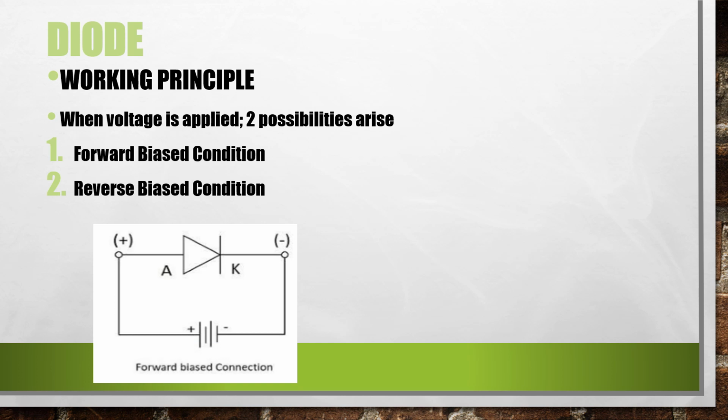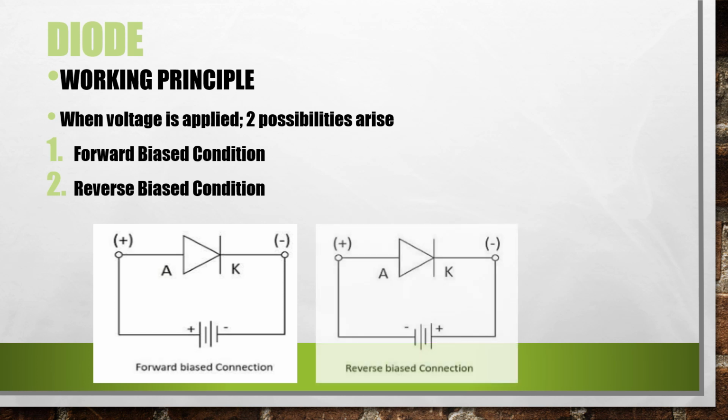Now look at this figure. This kind of connection is said to be forward biased condition. Here, as you can see, positive terminal of the diode is connected to the positive terminal of the battery or supply, and negative terminal of the diode is connected to the negative terminal of the battery or supply. This kind of connection helps in more conduction. It means a diode conducts well in forward biased condition.